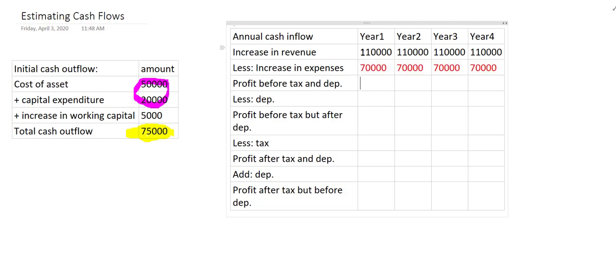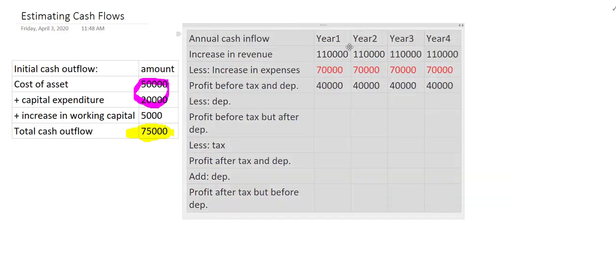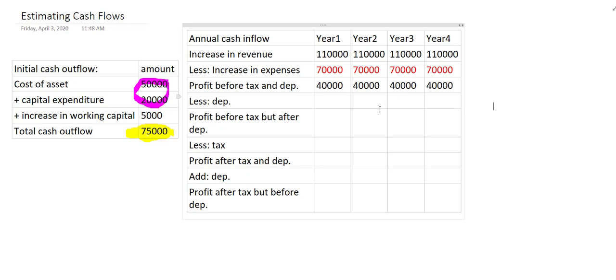Now, from 1,10,000 minus 20,000, how much will you get? 40,000. Is it positive or negative? It is positive, right? So for each of them, we have the same thing. From 1 lakh minus 20, you will have 40,000 for the first year, 40,000 for the next year, as well as 40,000 for the next year, right? Let me move it a little to this side because we need the space. Good. Now let us calculate depreciation, less depreciation.